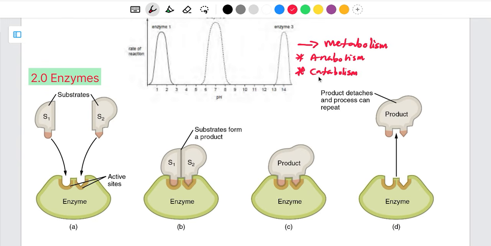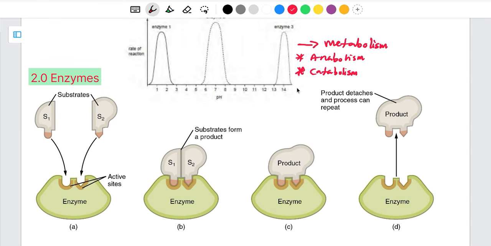And also you need to know examples of these reactions and where they occur in the body. Like for example, anabolism: you're converting glucose into glycogen. Where is it happening? It's happening in the liver. So that one is anabolism. Let's say for example you talk of catabolism, you're breaking down the carbohydrates into glucose. That one is catabolism.